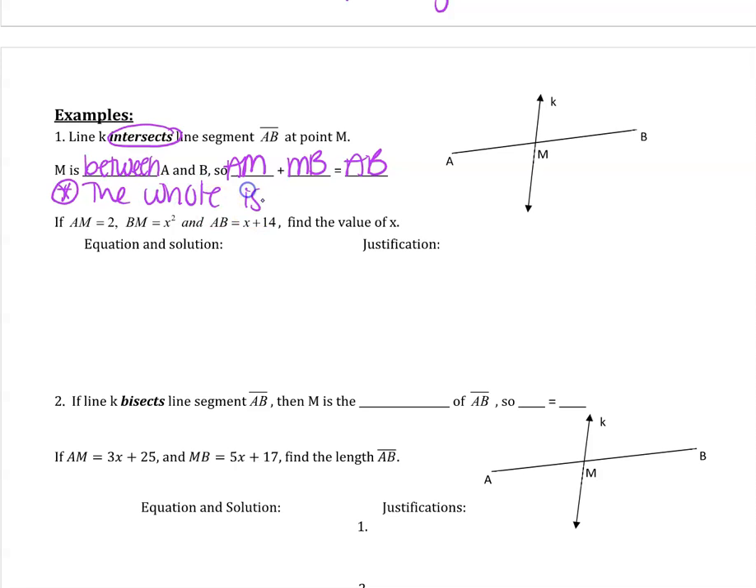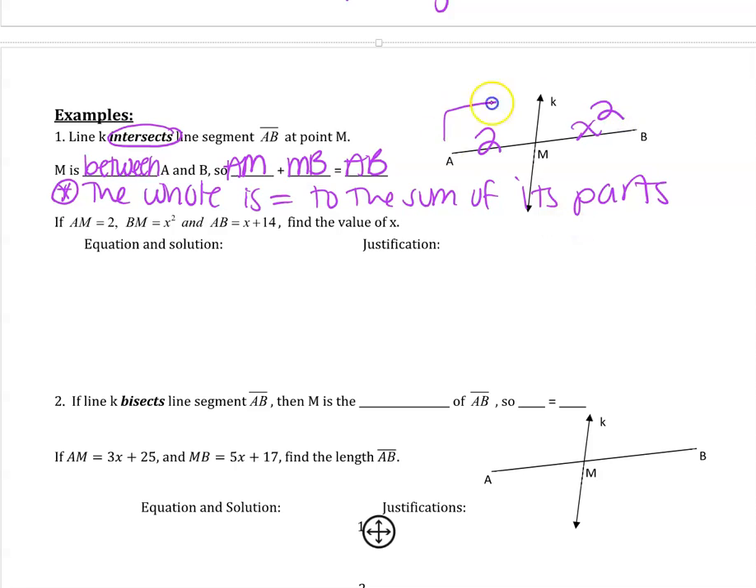the whole is equal to the sum of its parts. All right, so let's say that AM is 2 and BM is x squared. I also tell you that AB is x plus 14. That's the whole distance. And I want to find the value of x.